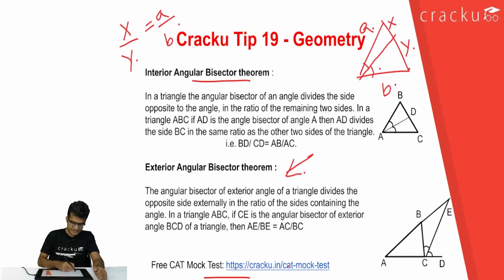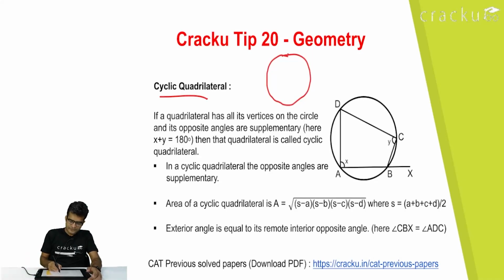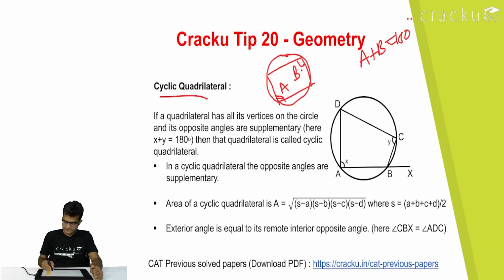Let us now look at the next slide. Cyclic quadrilateral: many questions are actually asked on cyclic quadrilaterals. If you have a circle and you are joining any 4 points on the circle, you are going to get a cyclic quadrilateral. The key property of a cyclic quadrilateral is that the sum of the opposite angles will be equal to 180 degrees. So if this is A and this is B, then A plus B will be equal to 180 degrees. That is a key property of a cyclic quadrilateral.